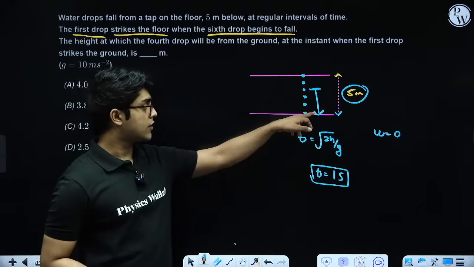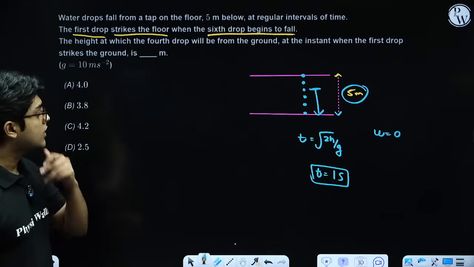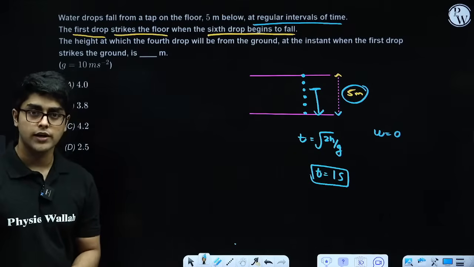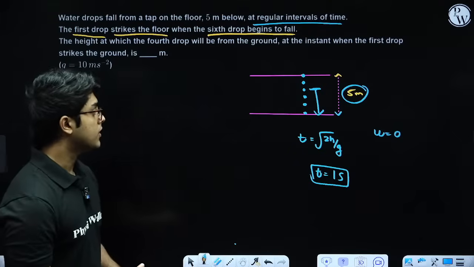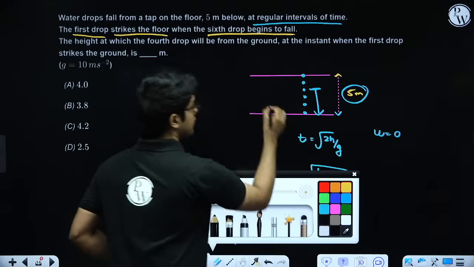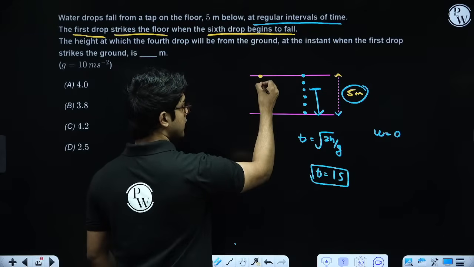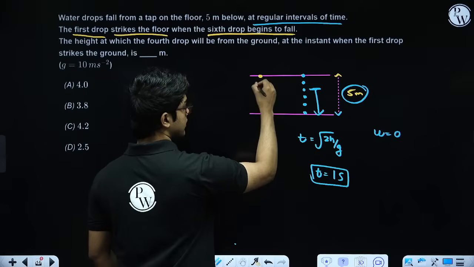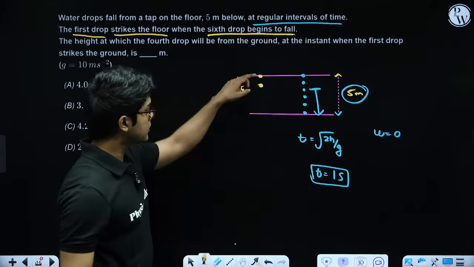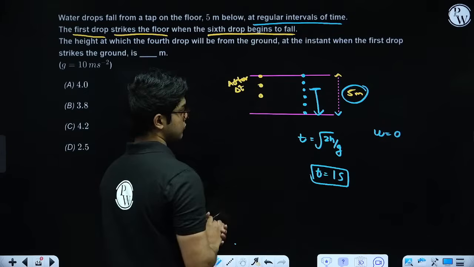So this situation is actually 1 second after the tap was opened. This is also mentioned: at regular intervals of time. The drops are falling drop by drop in regular intervals of time. So let's say this is the situation when the first drop started to move from the tap. After delta t time, let's say the drop reached this point. After this delta t time, the second drop starts to fall. After another delta t time, the third drop starts to fall, right?